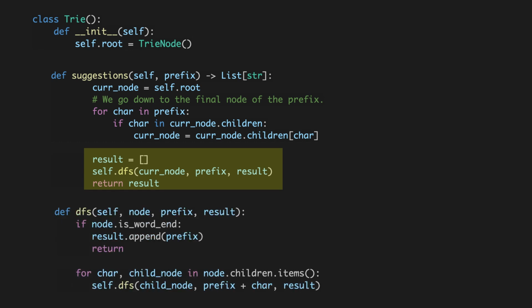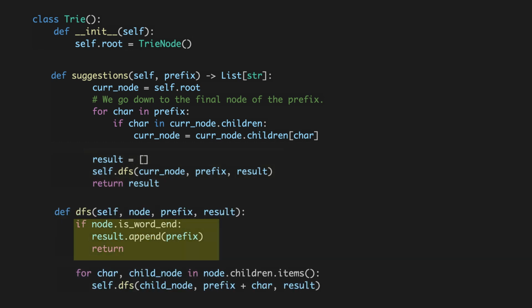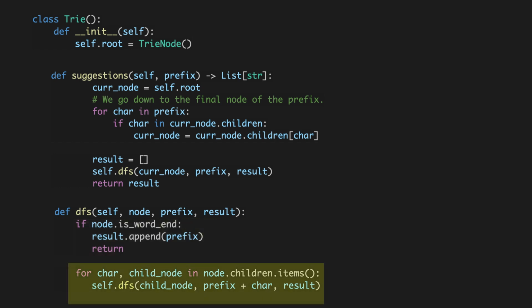Now let's review the depth-first search function. This condition here checks if the current node marks the end of the word in the trie. If so, it appends the current prefix to the result list and returns from here. So this loop here iterates over each character and its corresponding child node in the current node's children. After that, it recursively calls the DFS method for each child node while appending the current character to the prefix.